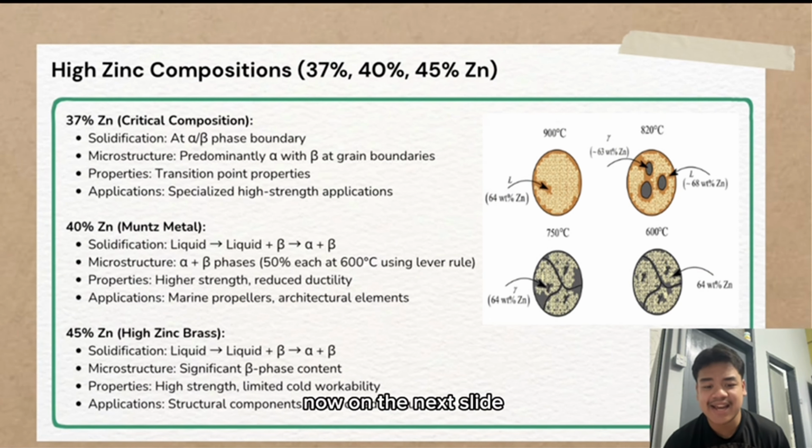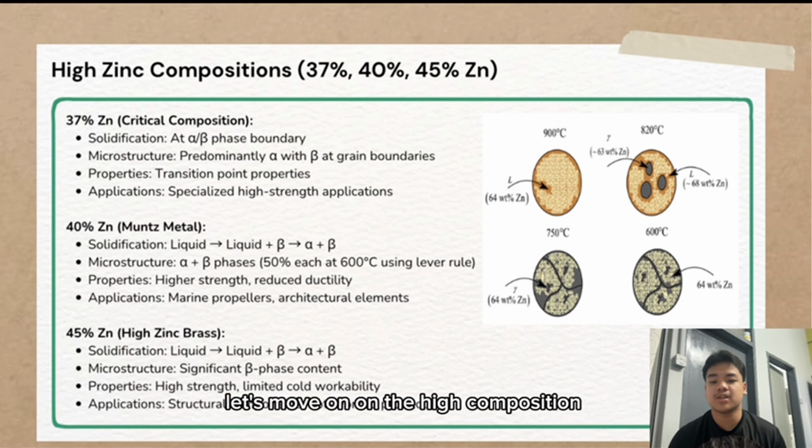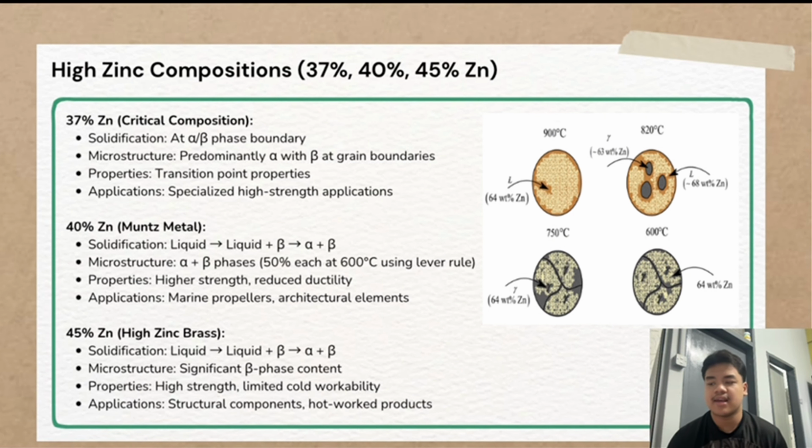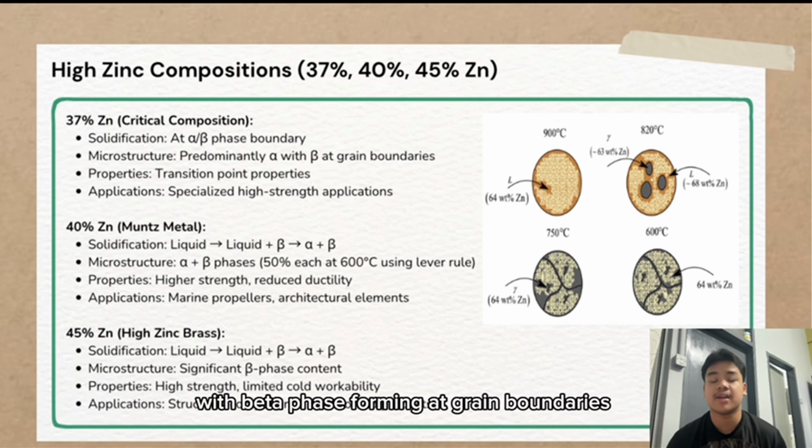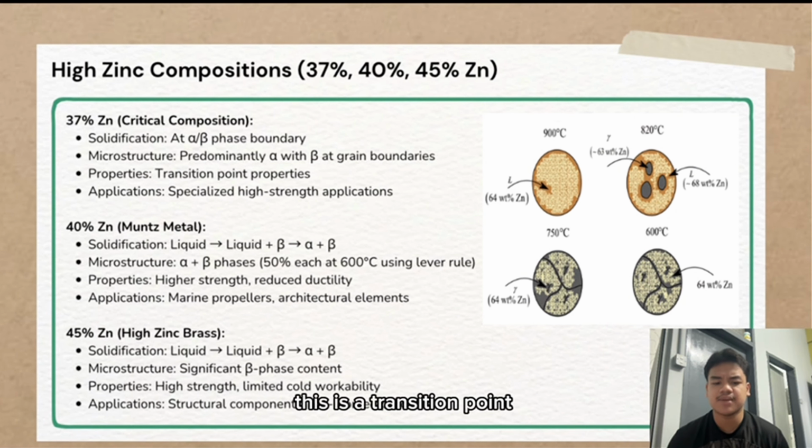Now, on the next slide, let's move on to the high zinc compositions, which include 37%, 40%, and 45% zinc. At first, at 37% zinc, this composition sits right at the alpha-beta phase boundary. The microstructure mainly consists of the alpha phase, with beta phase forming at grain boundaries. This is a transition point where properties start to shift and is often used for specialized high-strength applications.